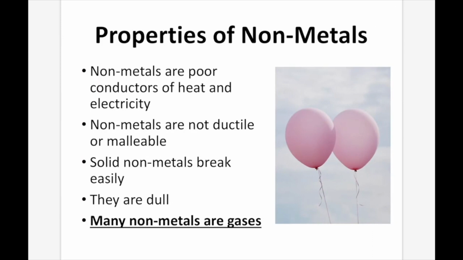Properties of nonmetals. Nonmetals are poor conductors of heat and electricity. Nonmetals are not ductile or malleable.